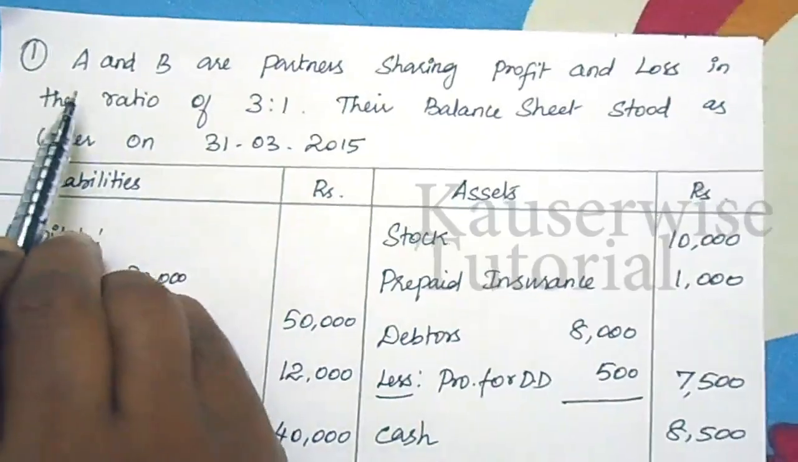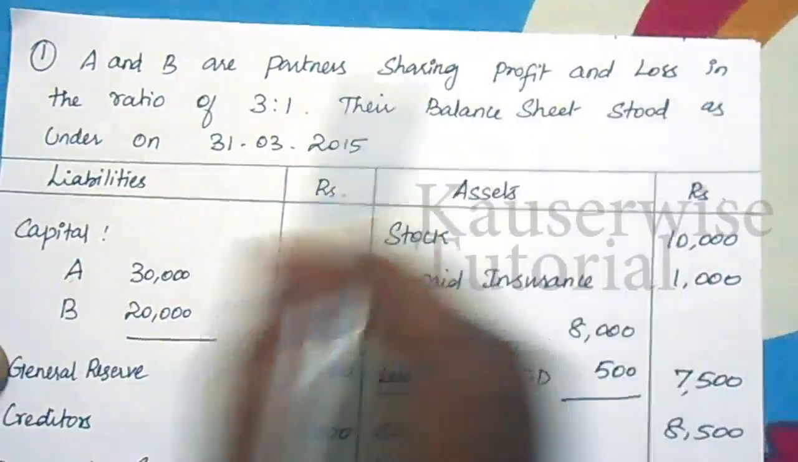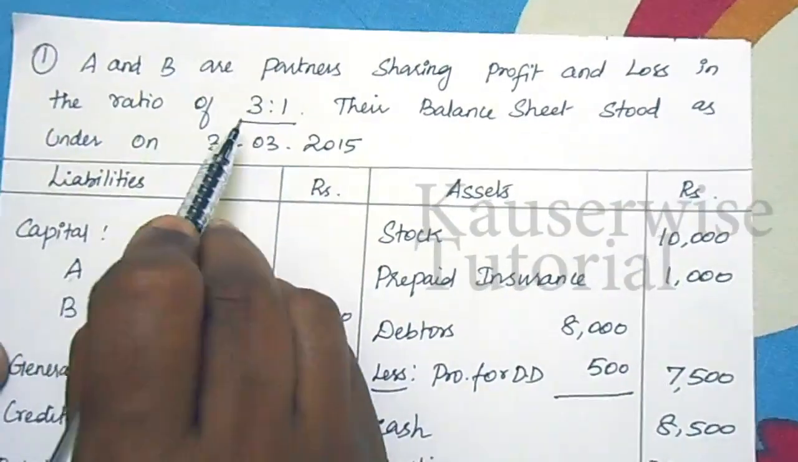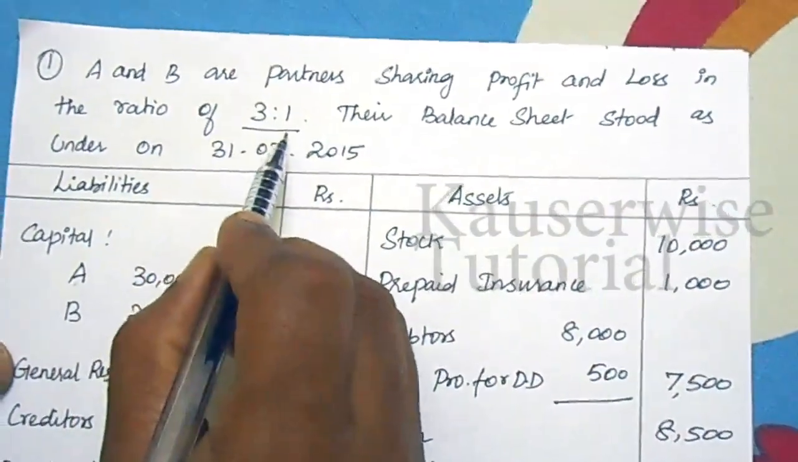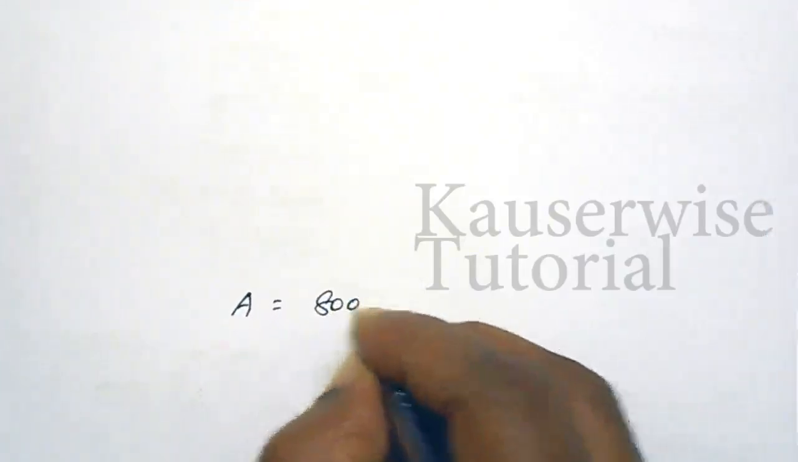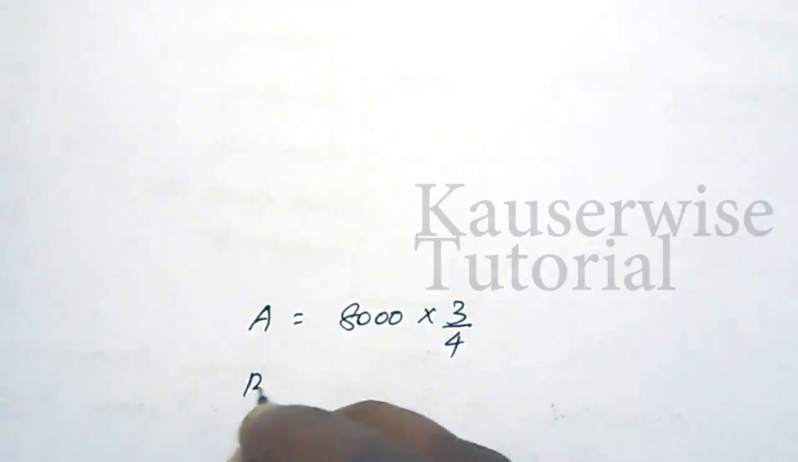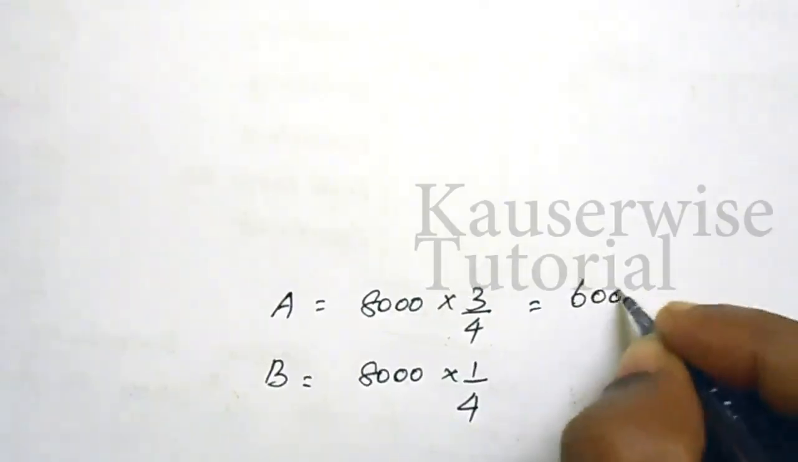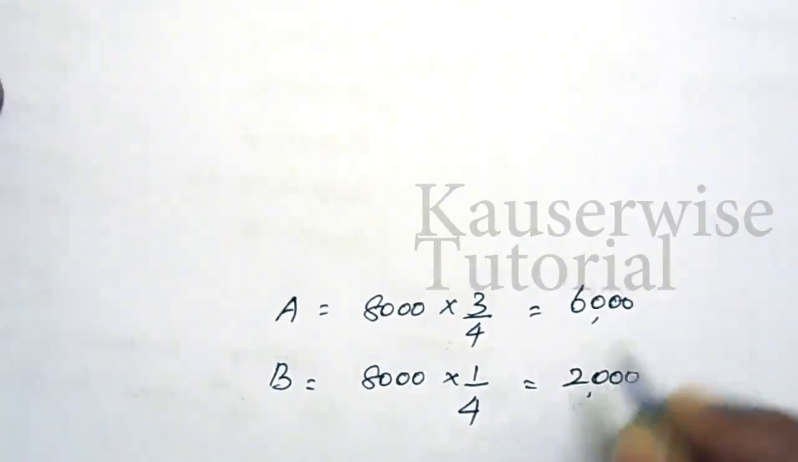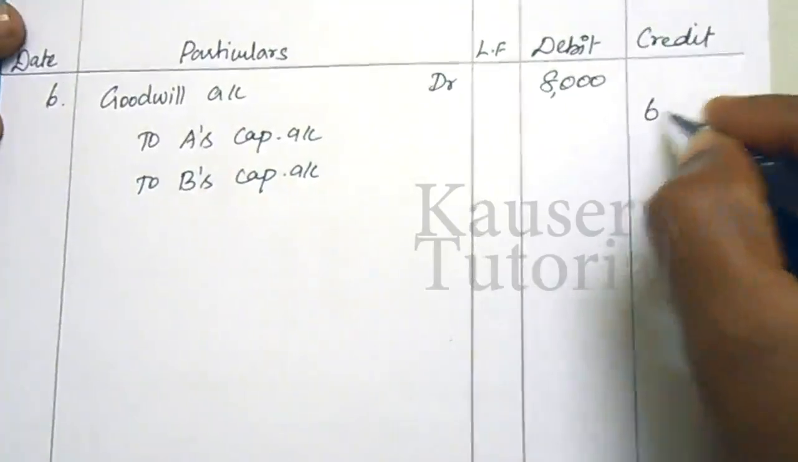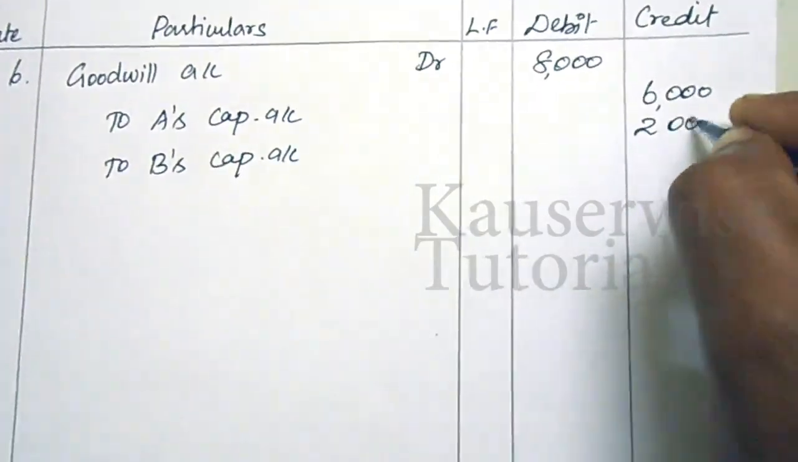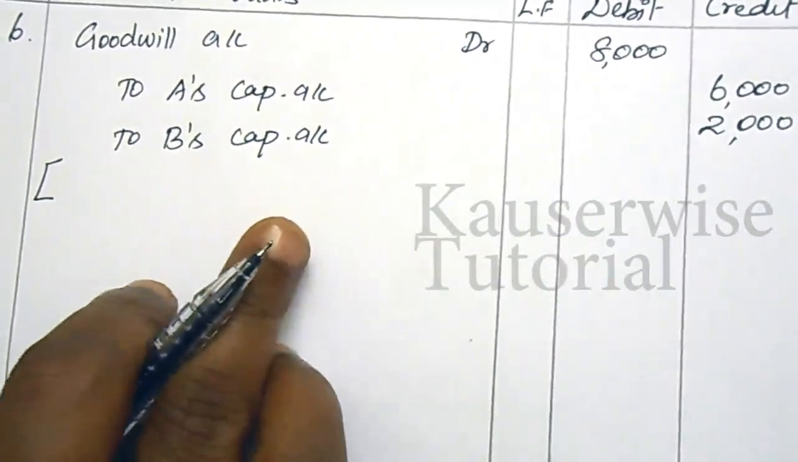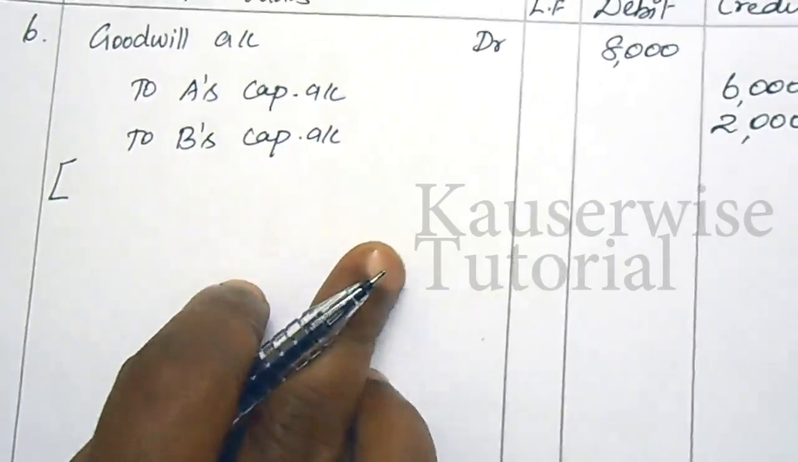Look at the problem. A and B are partners sharing profit and loss in the ratio of 3:1. This is the old profit sharing ratio of A and B, that is 3/4, 1/4. For A, 8,000 into 3/4; for B, 8,000 into 1/4. That is 6,000 for A and 2,000 for B. Narration: Increase in the value of goodwill transferred to old partners' capital accounts in their old ratio.